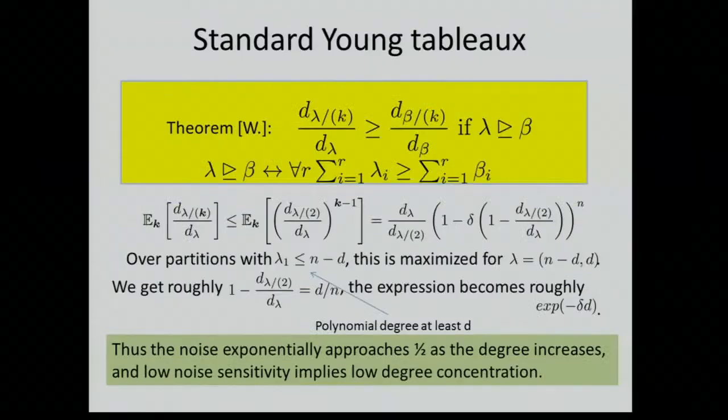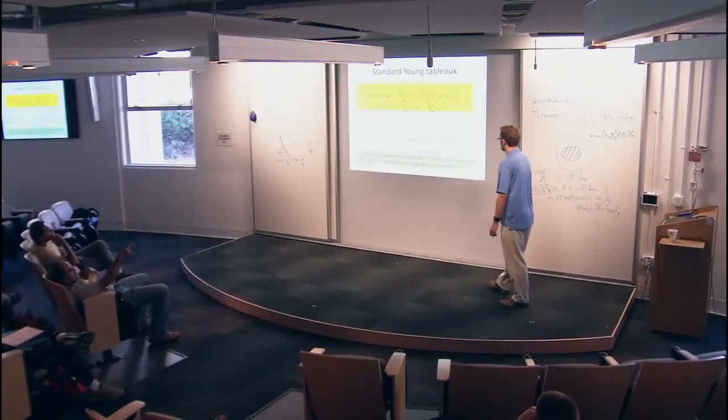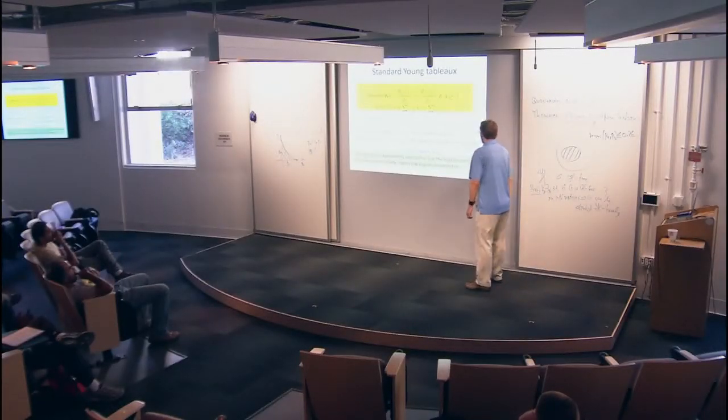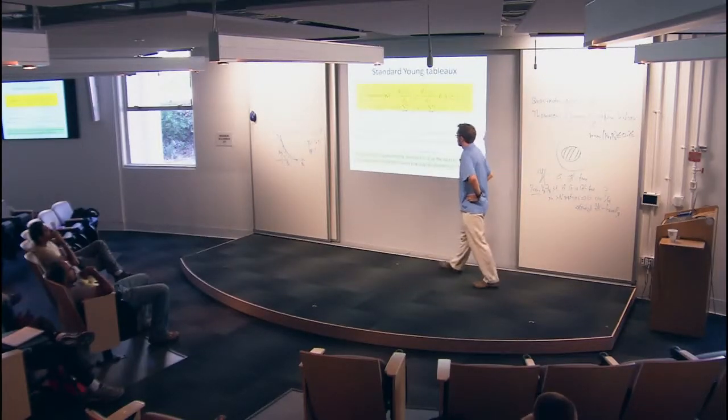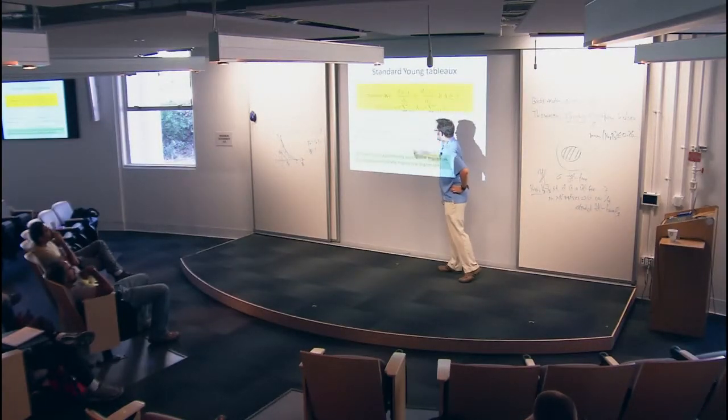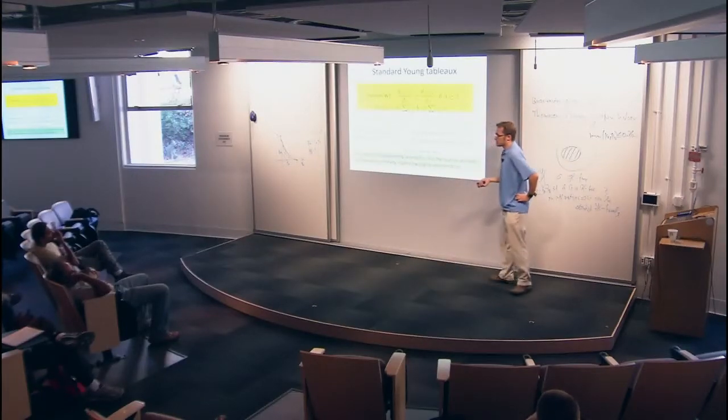Can you go back one slide? You know how much you're losing in this first inequality? Lambda mod k versus lambda mod 2 to the k minus 1. Any feeling for this loss there? You mean this one here? Yeah. I feel like you're actually losing quite a bit.